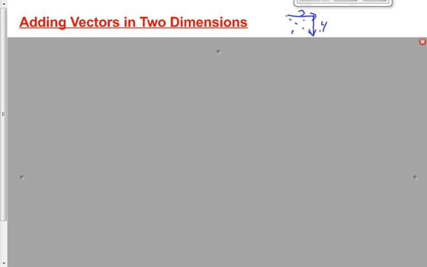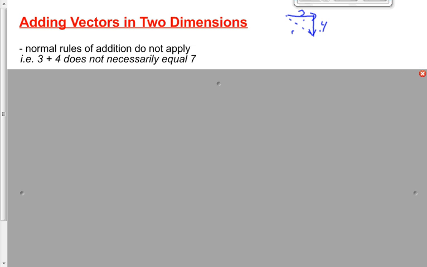Now we have to add vectors together. And the rules of vector addition, not crazy hard, but they're slightly more complicated than the rules of scalar addition that you learn in grade 1, and the rules of vector addition in one dimension, positive, negative, that you learn in grade 5 or grade 6. Now we've got to add vectors together that are at different directions, north and west, or south and east. So the normal rules of addition don't apply. 3 plus 4 does not, notice we're not saying it does not equal 7. It does not necessarily equal 7. If it's 3 to the north and 4 to the north, then it equals 7.